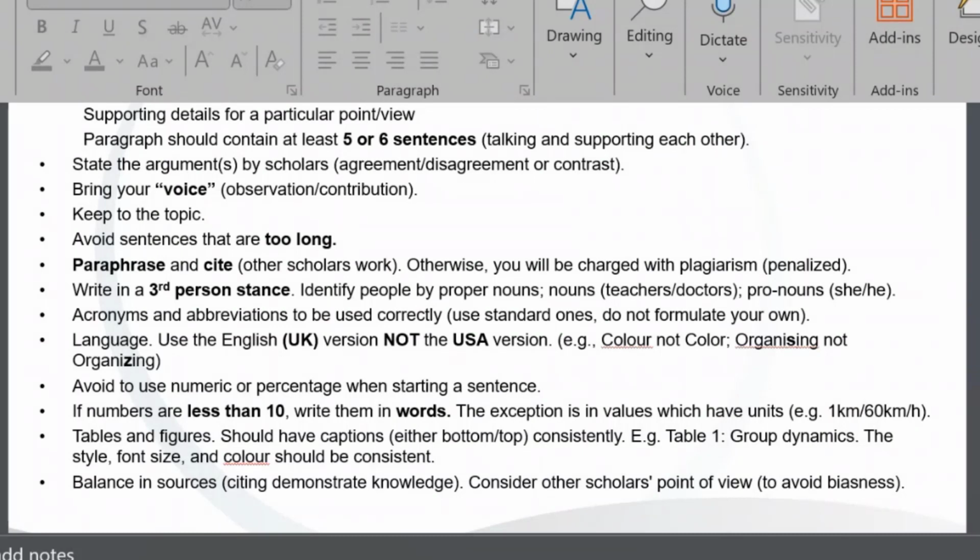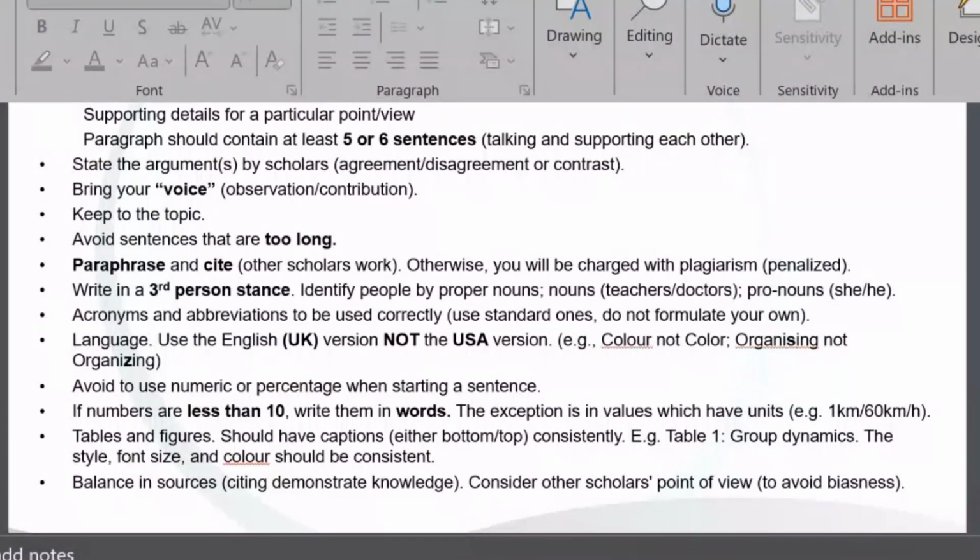Sometimes we have tables. We also expect consistency in our tables and figures and so on. A table always needs to have a caption. And they must be consistent. If you put the caption at the top of a table, it should be at the top of the table in all of the tables in that document. If you put them at the bottom, they should be at the bottom. Okay, I've just given an example there of a table. Yeah. Make sure that you balance your sources. I've spoken about that one. And when you balance your sources, you indicate and demonstrate that you understand and have knowledge.